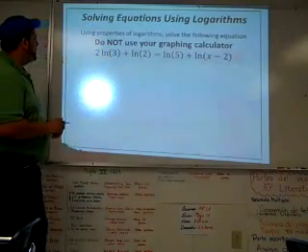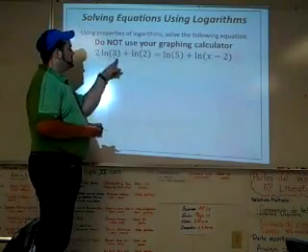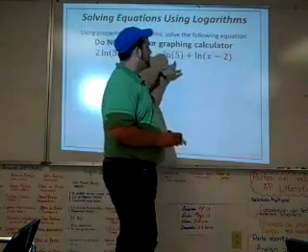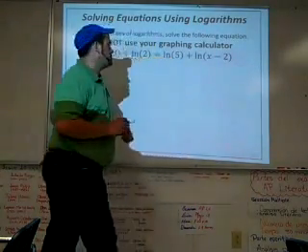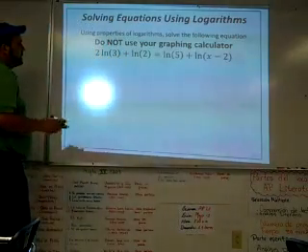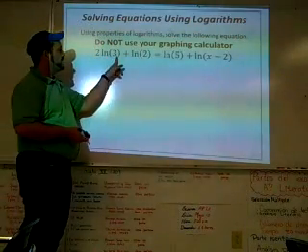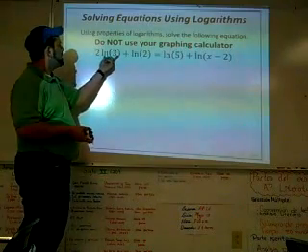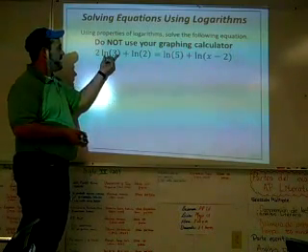I think this is our last one. We have 2 times the natural log of 3 plus the natural log of 2 equals the natural log of 5 plus the natural log of x minus 2. Let's see. 2 times the natural log of 3. The natural log of 3 is a number. It's a number I can get out of my calculator. It's not one that I know in my head.